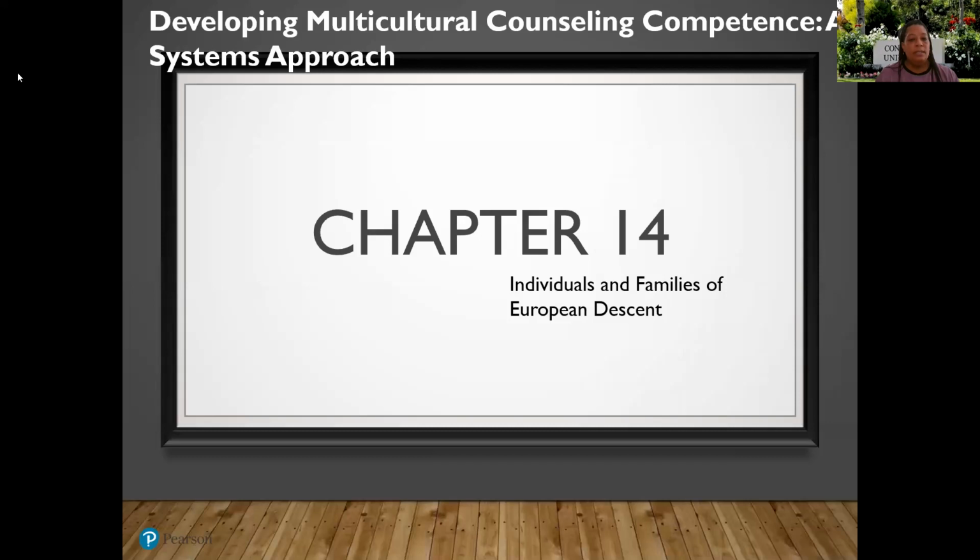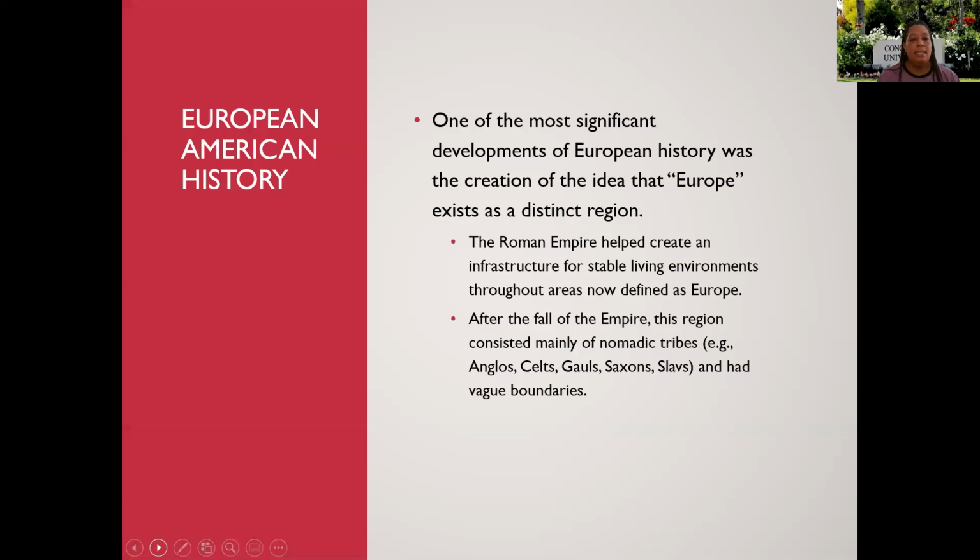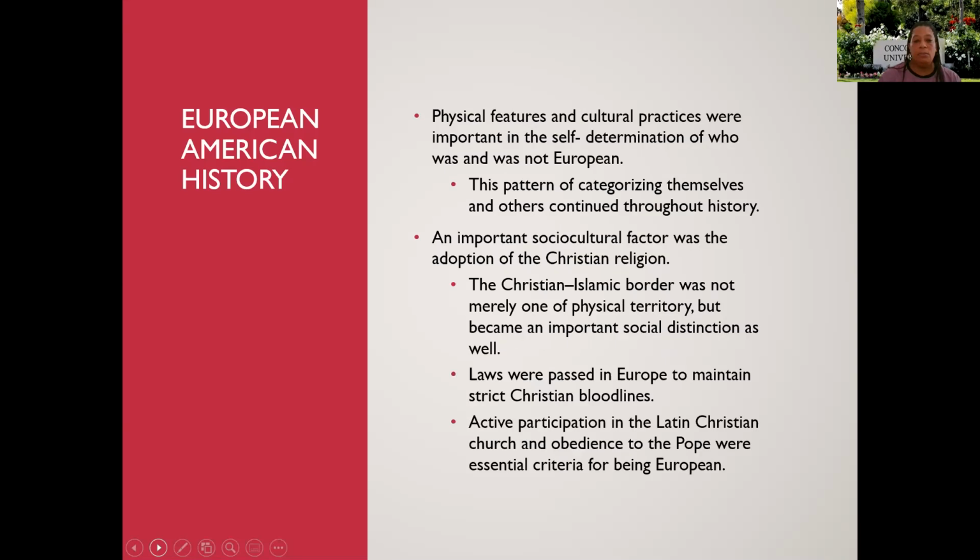Chapter 14 was individuals and families of European descent. One of the most significant developments of European history was the creation of the idea that Europe existed as a distinct region. The Roman Empire helped to create the infrastructure for stabilizing living environments through the areas now defined as Europe. After the fall of the empire, this region was consistently made up of nomadic tribes, the Anglos, the Celtics, the Gauls, the Saxons, the Slavs, and had vague boundaries.